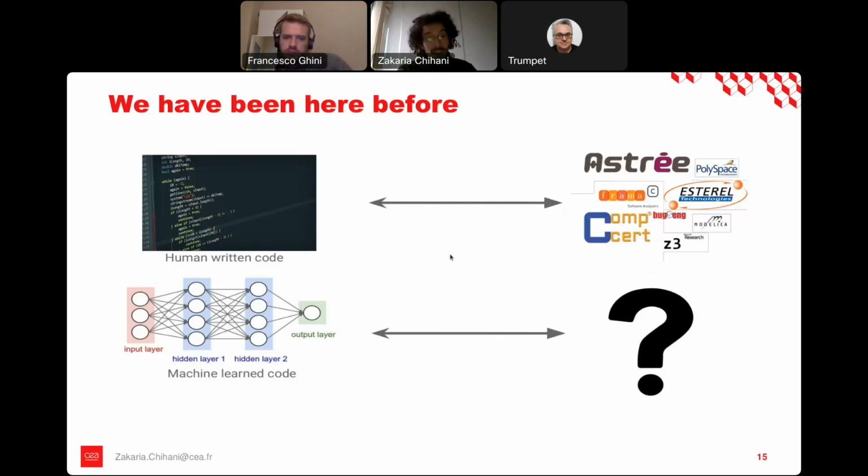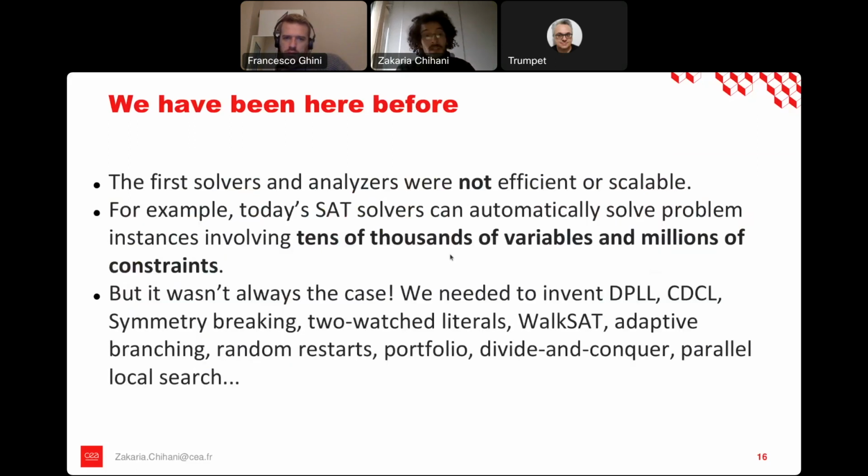This is why I gave a trip down memory lane, to see that even if today applying formal methods to machine learning is hard, that level of difficulty was also present before. So, for example, take one type of tool called SAT solvers. Today they can solve problems involving tens of thousands of variables and millions of constraints. But the first SAT solvers weren't that efficient, absolutely not. We had to invent a lot of clever algorithms and heuristics to make them scale to industrial problems. But it wasn't the case at first.